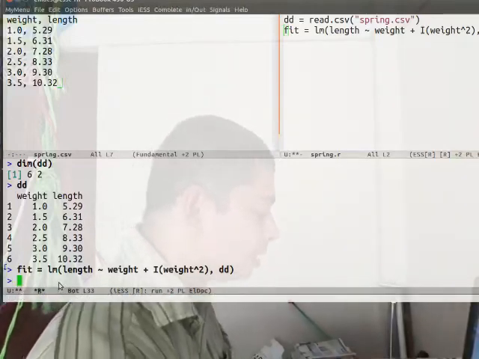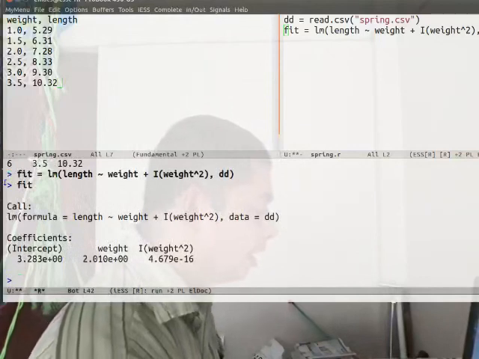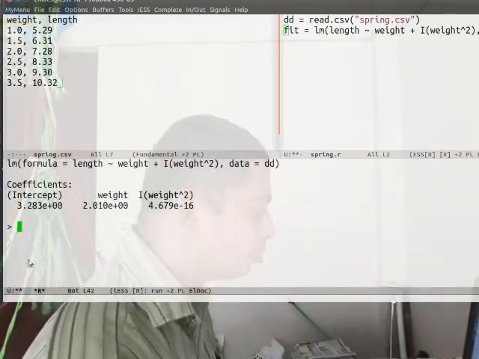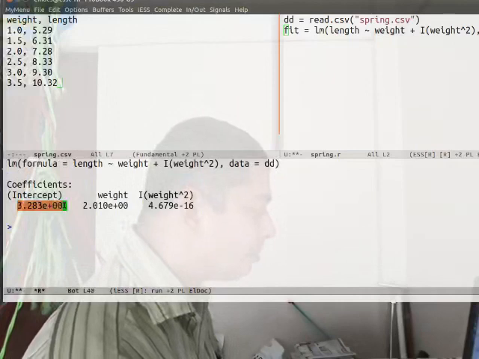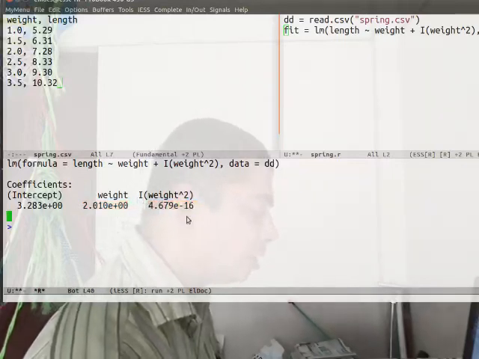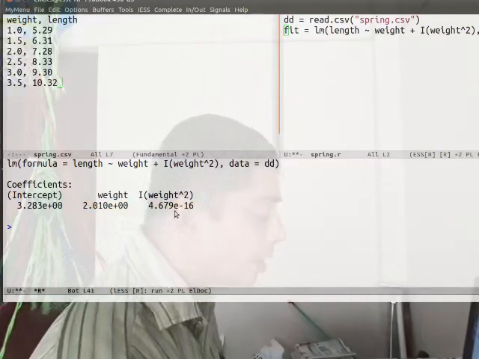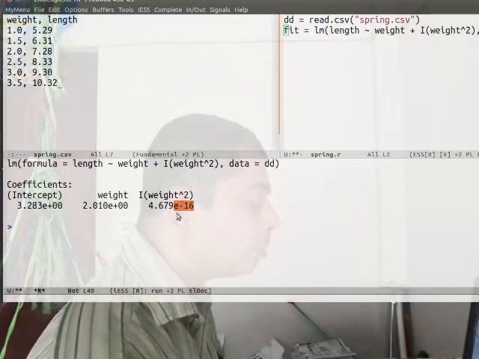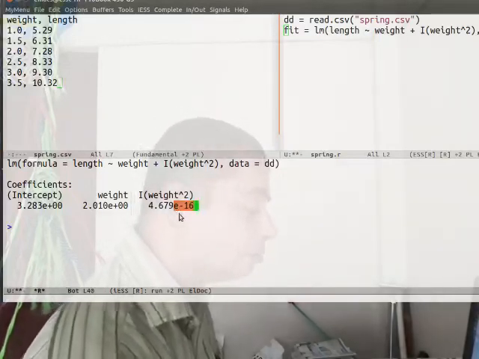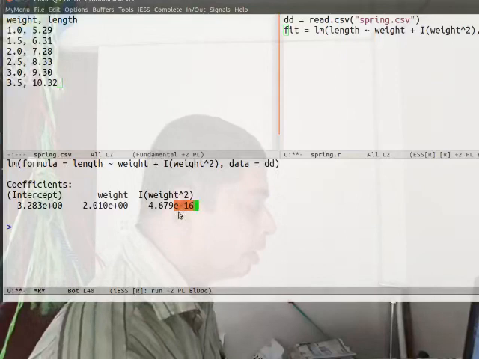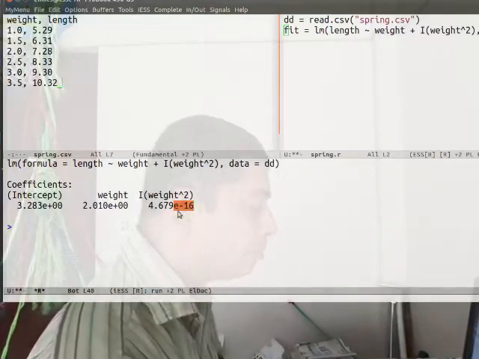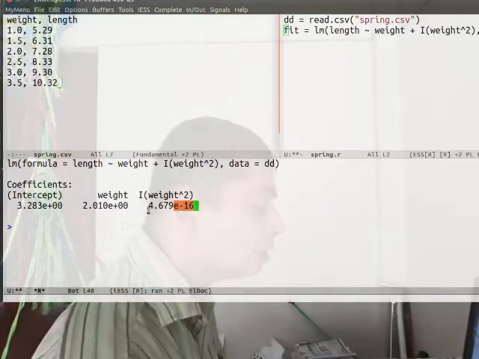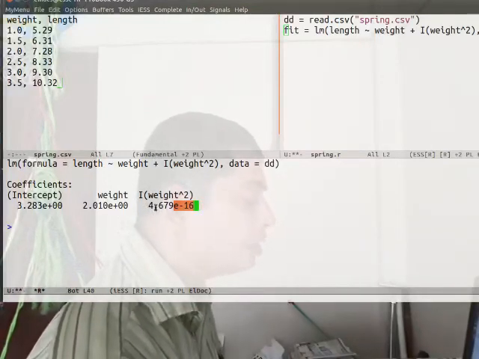So I will type things here at the command prompt, fit, and the coefficients are, as one would expect, there's an intercept, then there is this coefficient for weight, and there is this quadratic coefficient. Notice that R has written E minus 16. This stands for 10 to the power minus 16. So there are so many zeros before it. So if it is 10 to the power minus 16, there are 15 zeros, then 4, 6, 7, 9. So it is as good as 0.